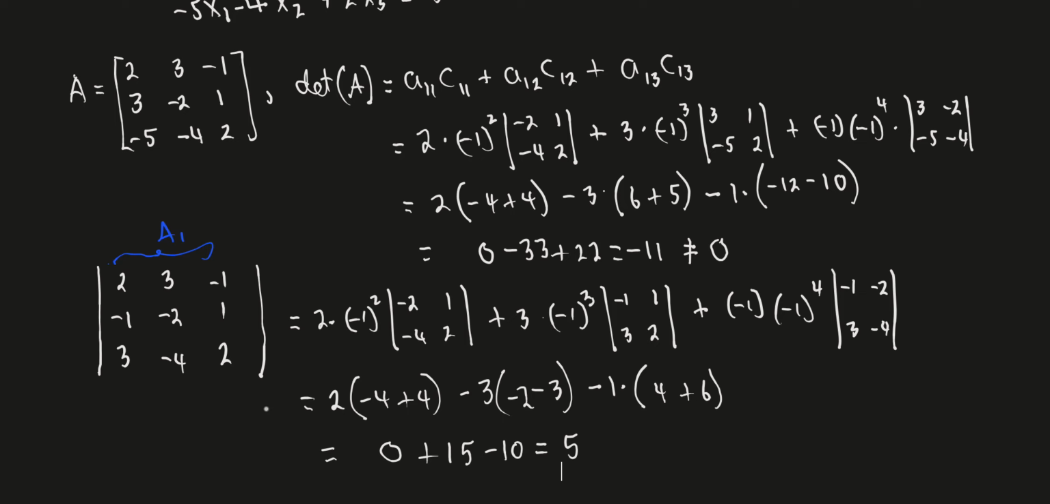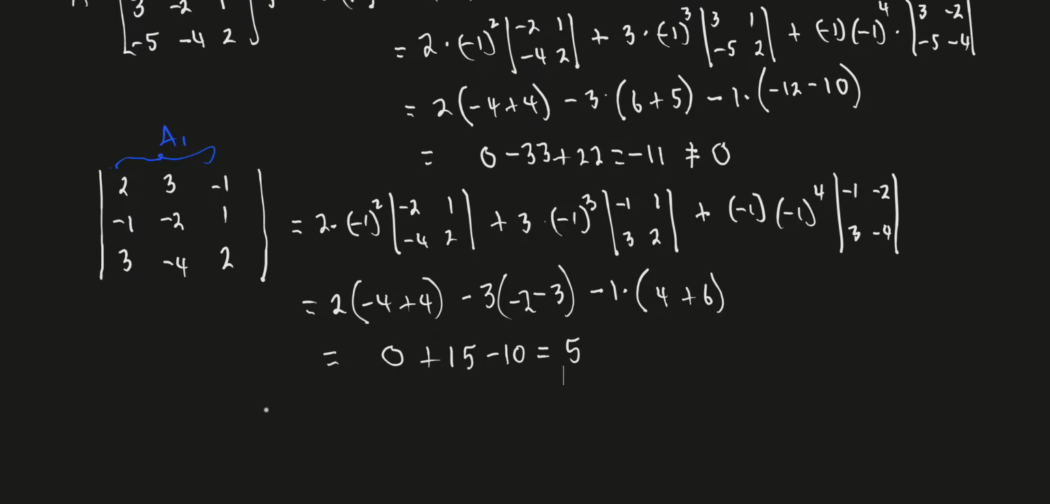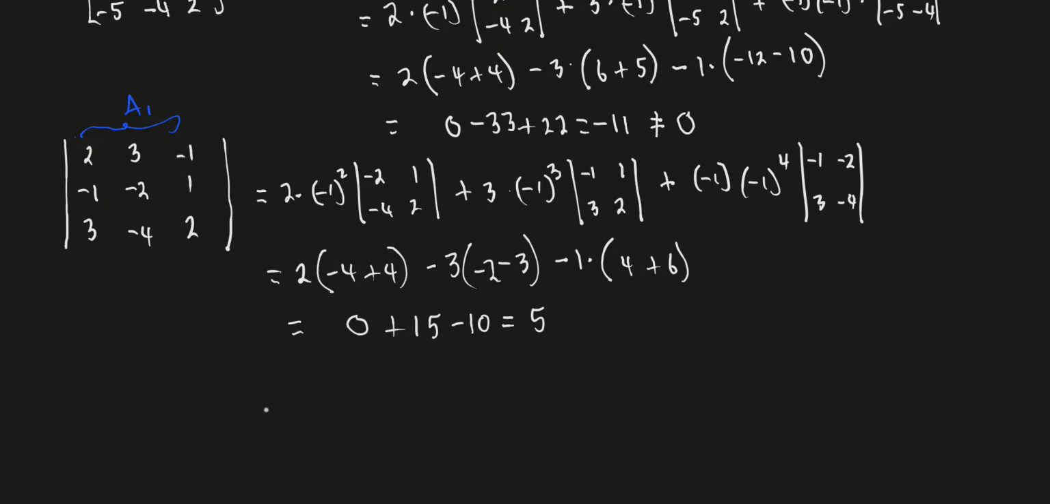So we have 2 of the 4 determinants that we need. Now for A2, we're going to replace the middle column, and so our first column will be the same, 2, 3, -5.